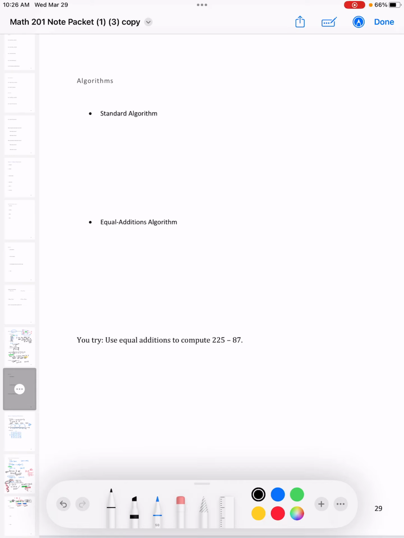We don't have quite as many options with our algorithms for our subtraction here. So our algorithms we would use to subtract larger digit numbers, 2, 3, 4-digit numbers, that sort of thing. So we've got our standard. I'm going to start. Let's just put up our problem.